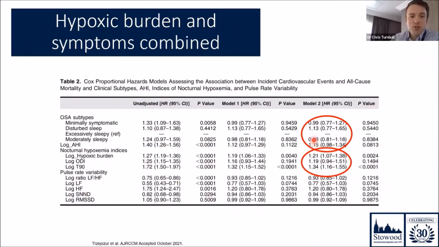Combining these two approaches together, this is data from the ERMIS group, so 5,000 patients, 6.5 years of follow-up, patients without cardiovascular disease at baseline, and looking at the risk of them having a cardiovascular event over those 6.5 years. What they showed was that in this cohort, the symptoms didn't predict the risk, the AHI didn't predict the risk, but the oximetry did. So the log hypoxic burden or the time less than 90 were predictive of cardiovascular risk.